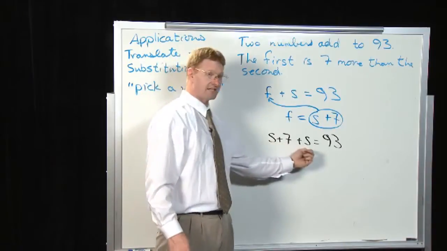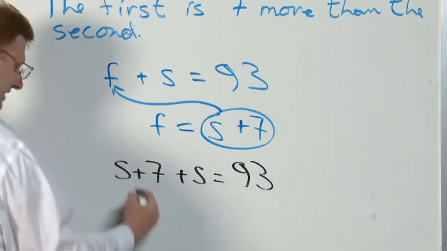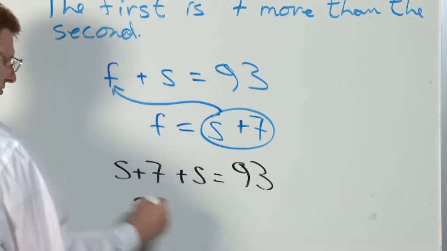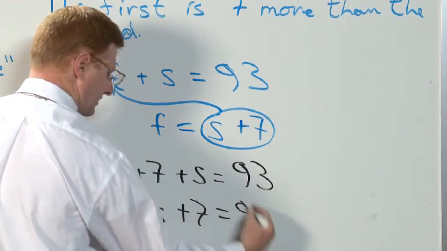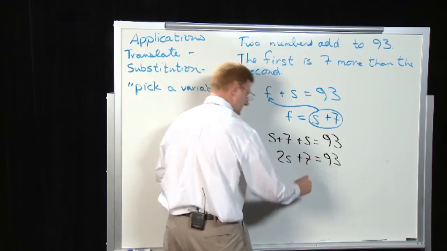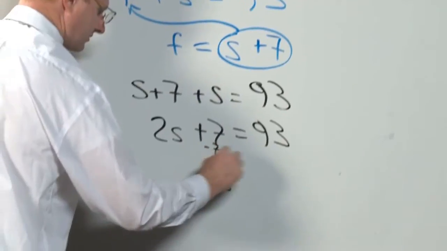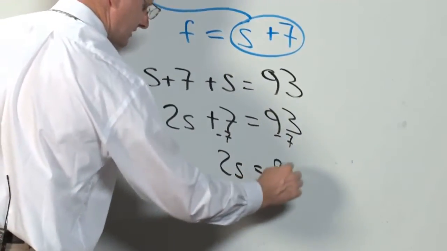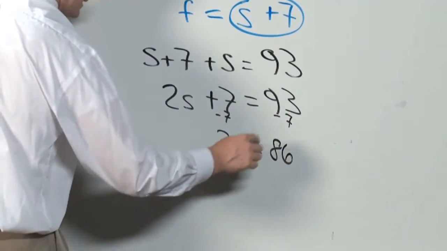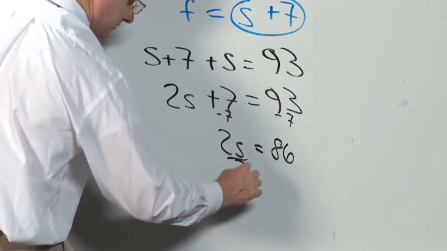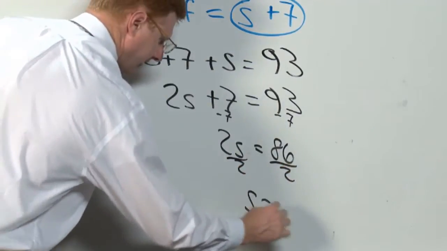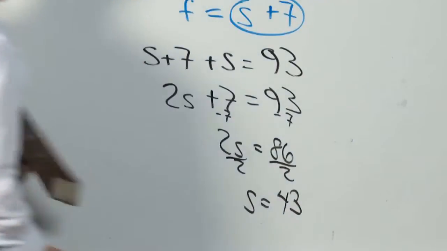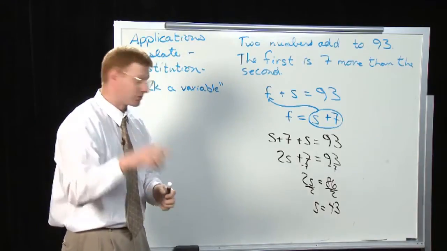We know S plus S, just on this side of the equation, that's a 2S right there. So 2S plus 7 equals 93. Subtract the 7, and 2S equals 86, so divide by 2. S equals 43. That tells us that the second number is 43.